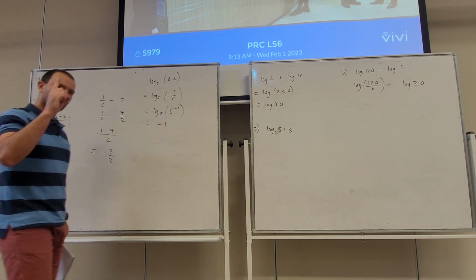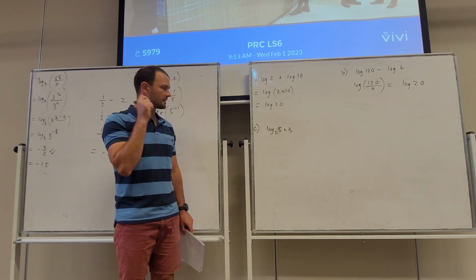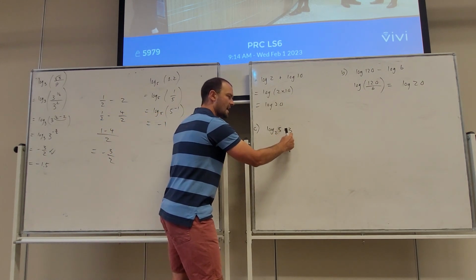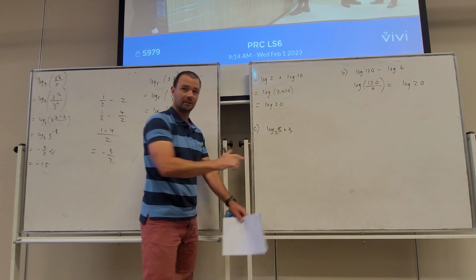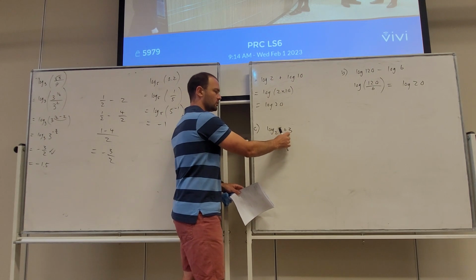Now, we want to express it as a single logarithm. That's what the question asks us to do. Express it as a single logarithm, which means we need to write this number as a logarithm in base 2 if we're going to collect them. If we're going to collect them, it needs to be a logarithm in base 2.